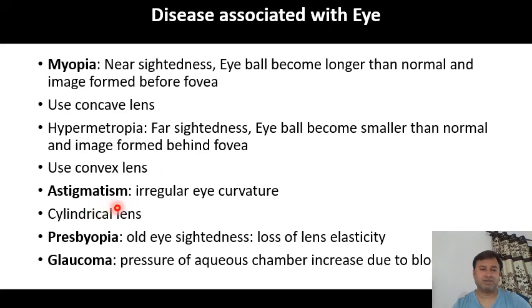Next is astigmatism, in which irregular eye curvature occurs. For the treatment of astigmatism, a cylindrical lens is used. Presbyopia is also called old eye sightedness. In presbyopia, loss of lens elasticity occurs, so this disease mostly happens in old animals. And next is glaucoma. In glaucoma, the pressure in the aqueous chamber increases because of blocking of the canal of Schlemm. As a result, the pressure of the aqueous humor increases and causes glaucoma.